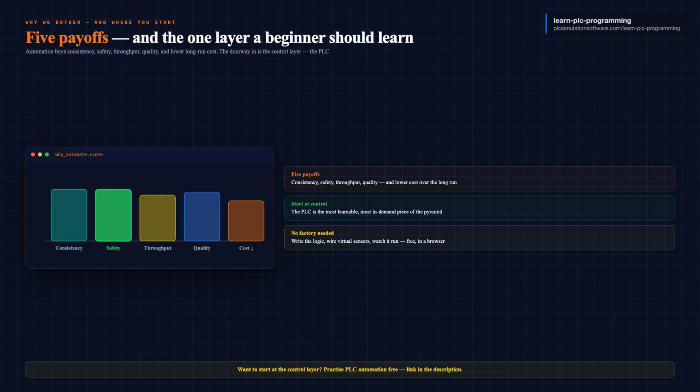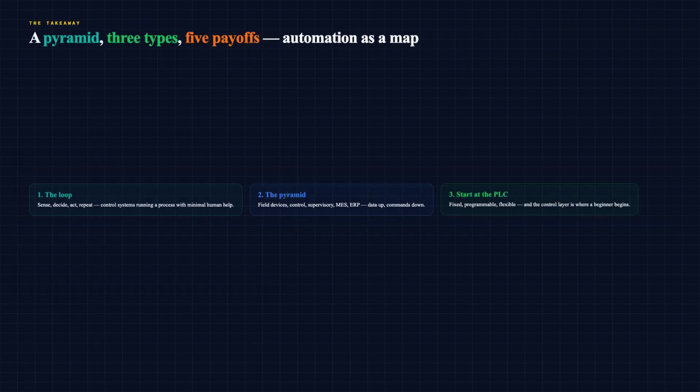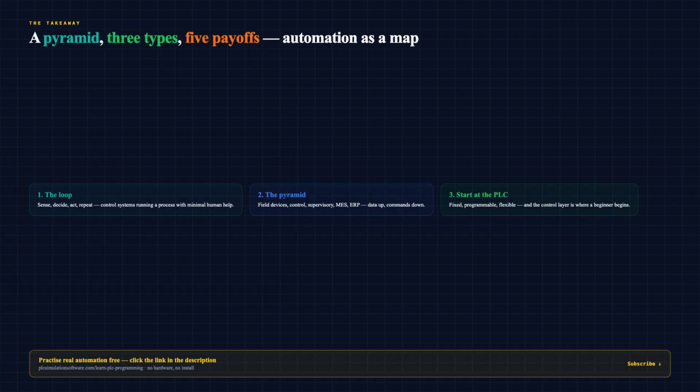So here's what to walk away with. Automation is control systems running a process with minimal human help. The automation pyramid stacks it in 5 layers: field devices, control, supervisory, MES, and ERP. There are 3 types: fixed, programmable, and flexible. And we do it for consistency, safety, throughput, quality, and cost. Get that, and the buzzword turns into a map.